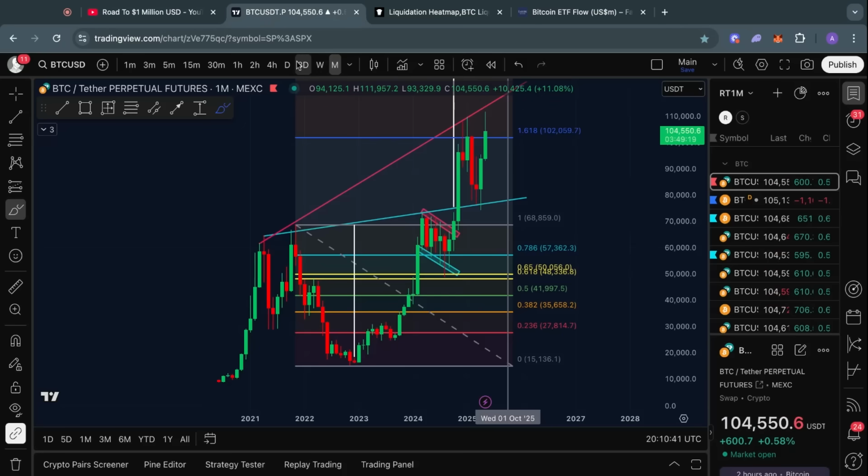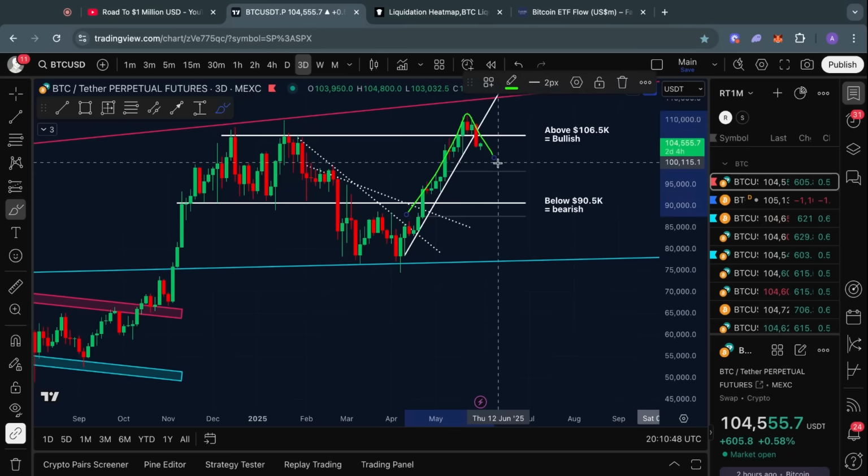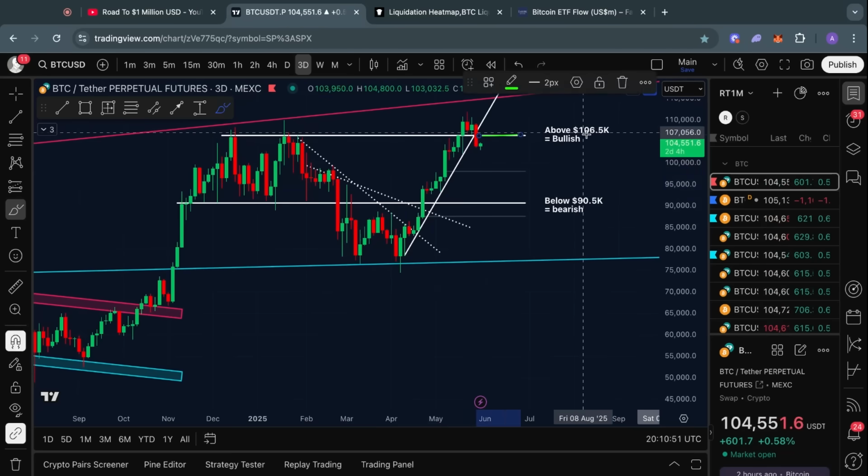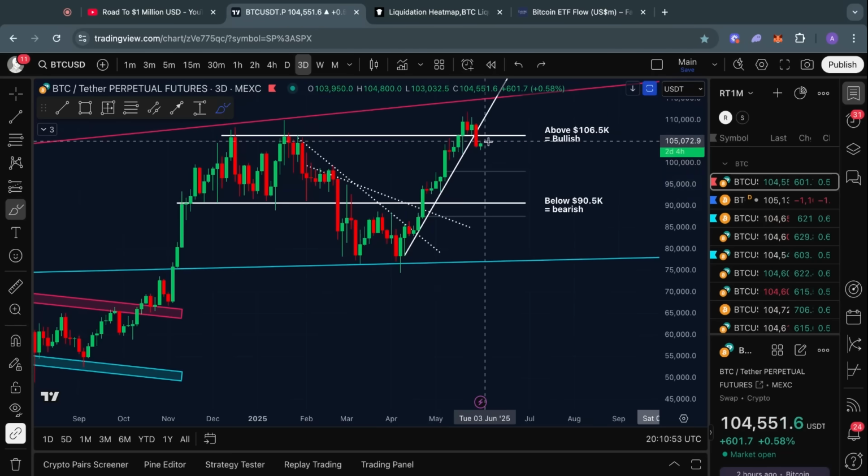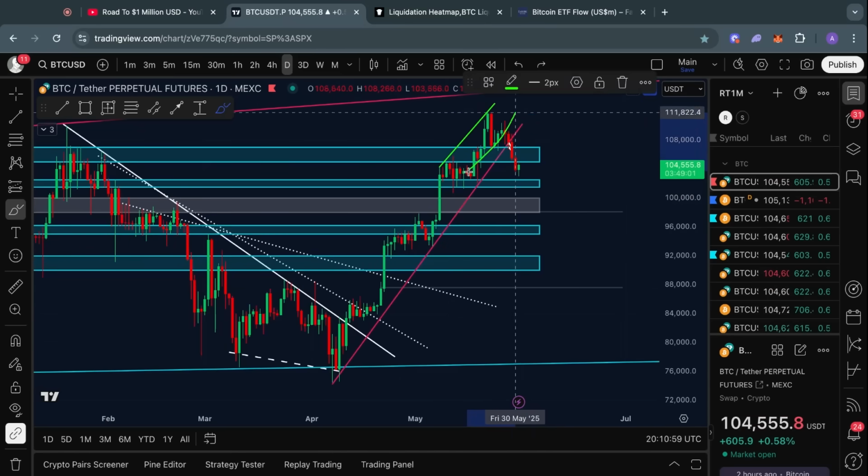Either way, that's it for the higher time frames. On the 3-day time frame, this is just looking bearish so long as we are trading below 106.5K, and I am talking about candle closes there. On the 1-day time frame, we are breaking the uptrend. This is also just looking bearish.